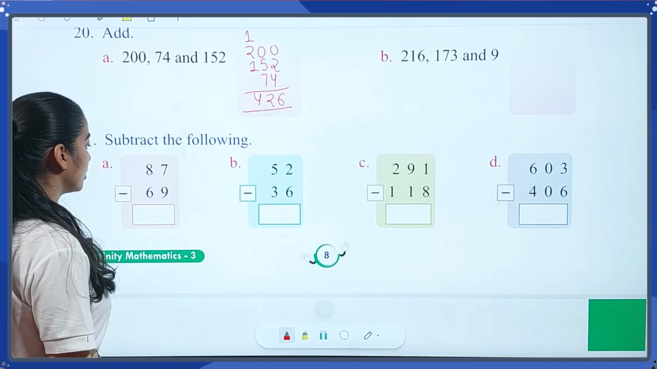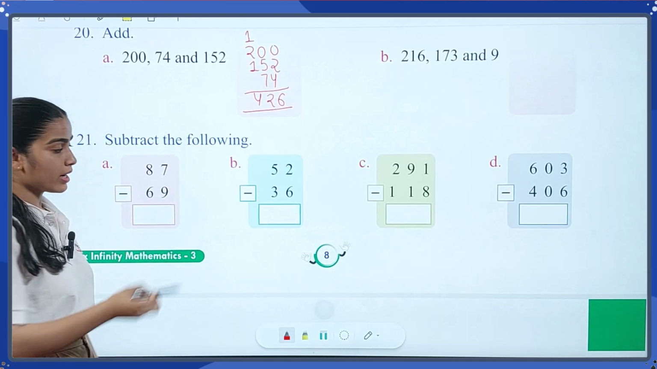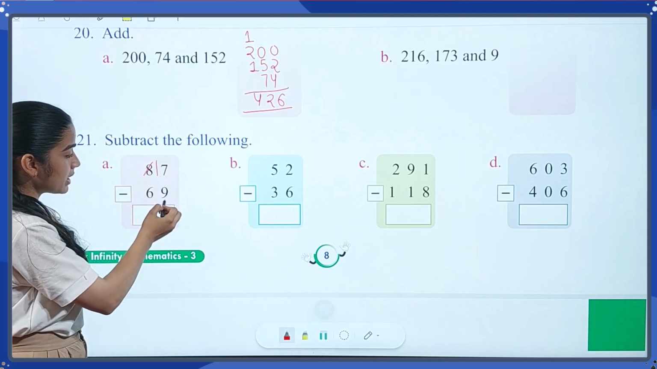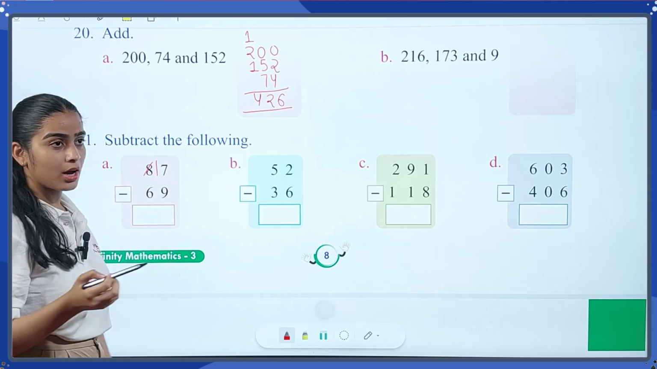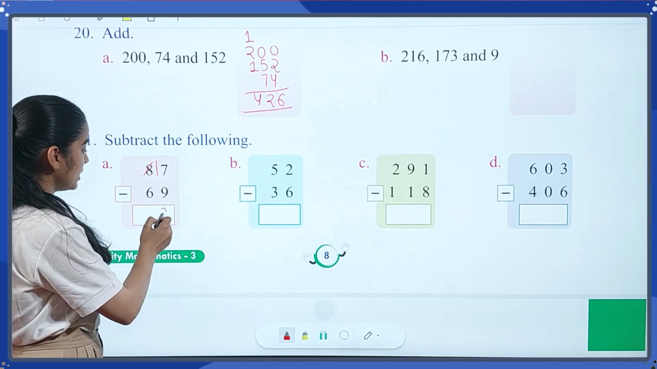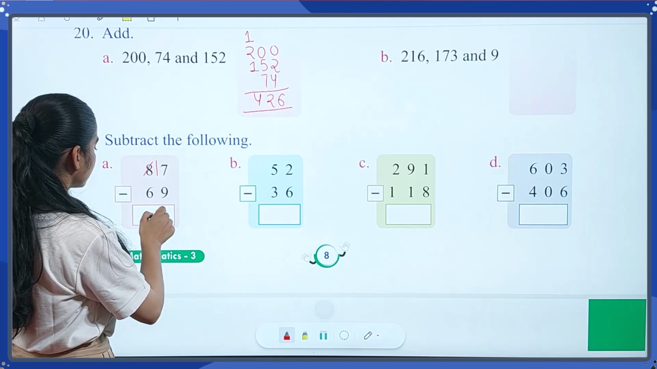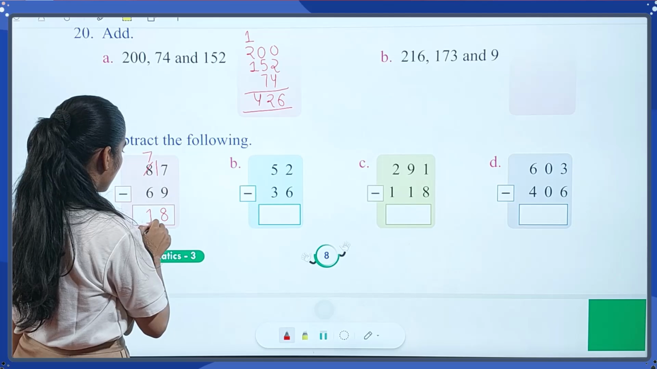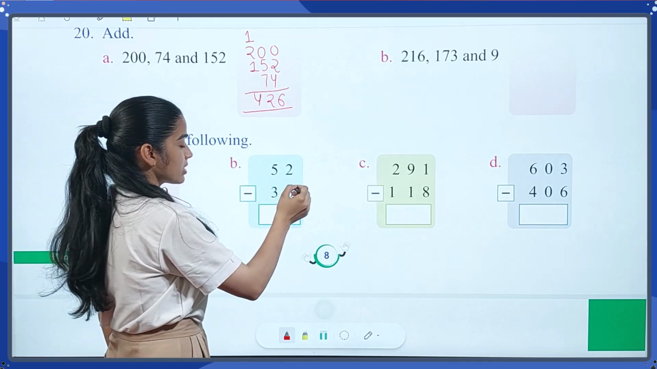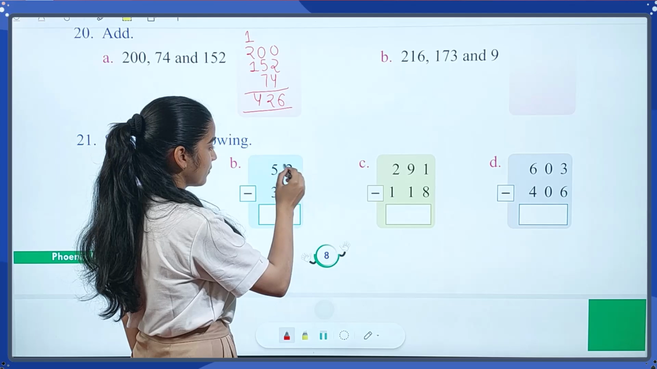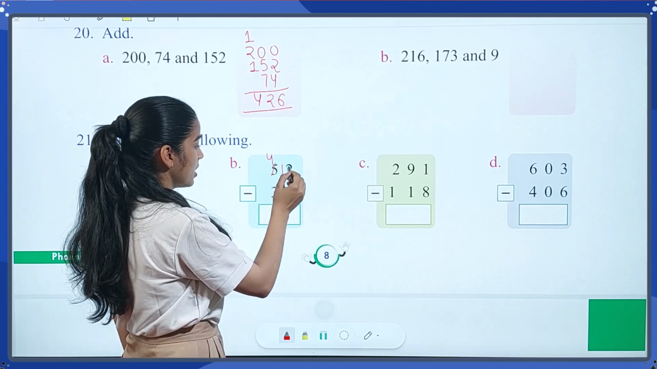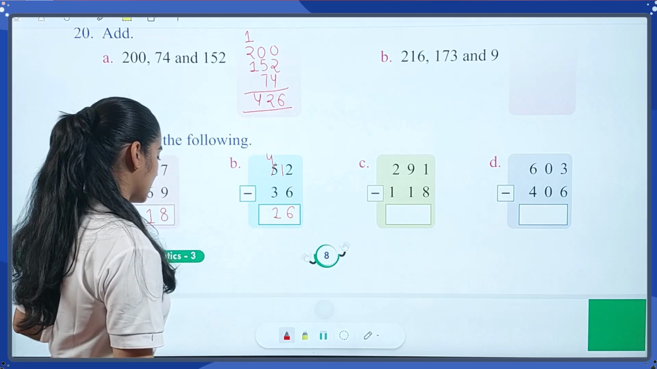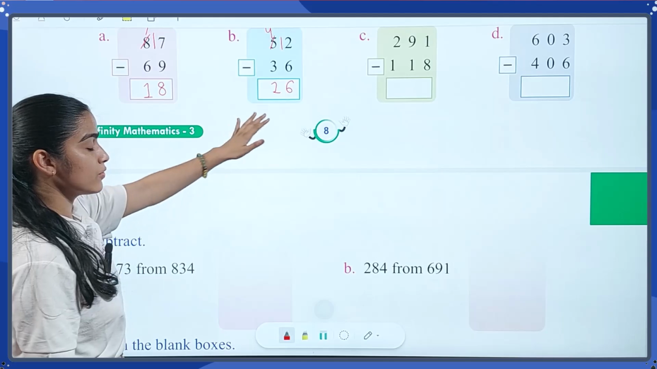Now subtract the following. So we cannot subtract 9 from 7. So what we have to do, we take a carry. 17 minus 9 is 8, and here we have 7. 7 minus 6 is 1. Now 2, we cannot subtract 6 from 2, so we have to take 12 by borrowing. 12 minus 6 is 6, 4 minus 3 is 1. So here is your final answer. You can do the same process for the rest two questions you have.